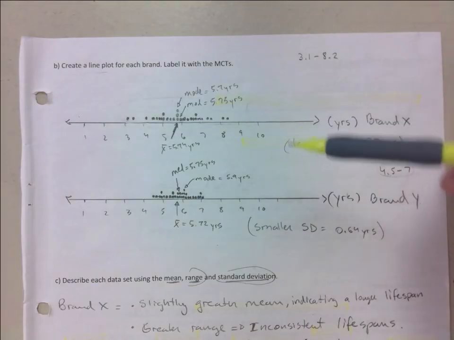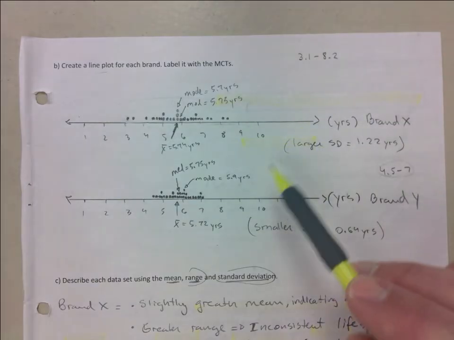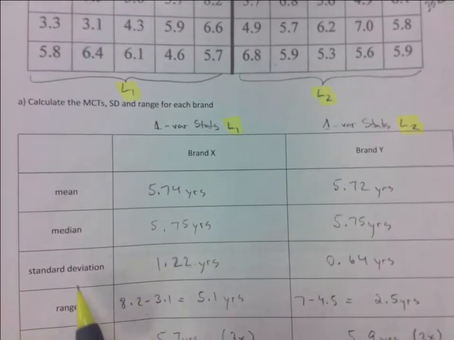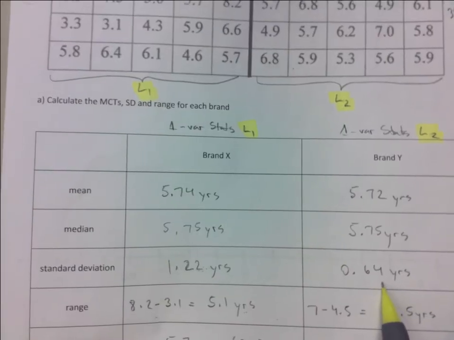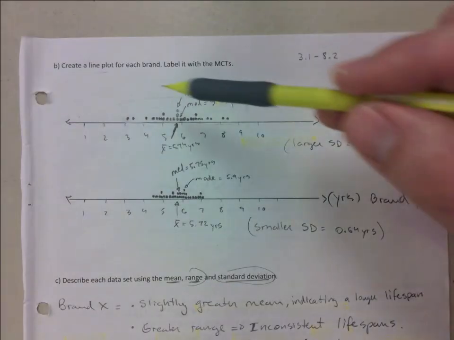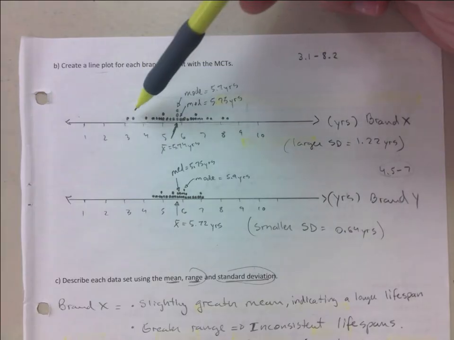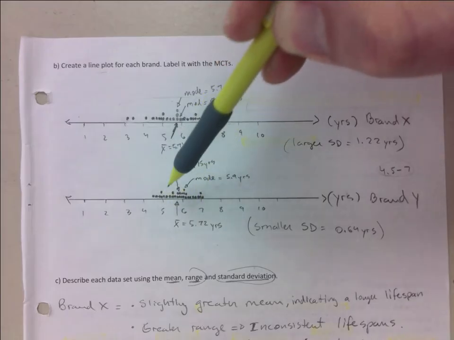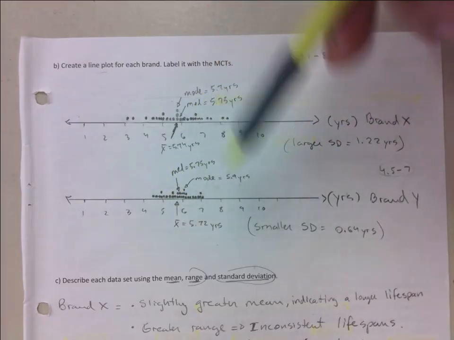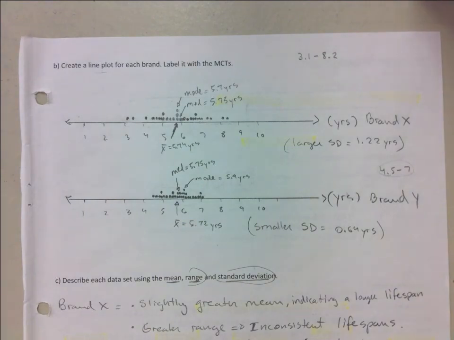And you can tell, look at this. Brand X had a greater standard deviation, right, compared to brand Y. And you can see that on the data as well. This one is more spread out. This one is closer together, right? So you see that we didn't have to do this. We already knew that based on the standard deviation, okay?